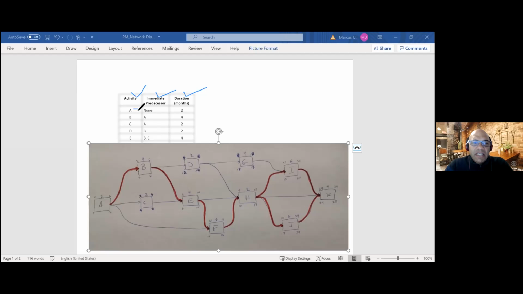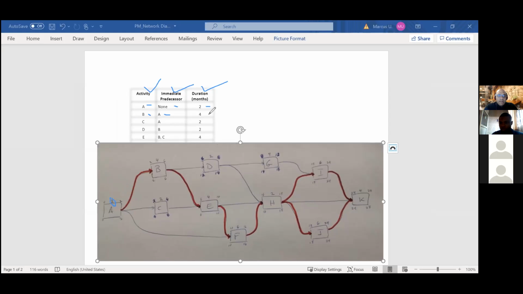So this activity A, there is no predecessor and the duration is 2 months. So that's why my 2 months is right here, 2 months on activity A. So activity B, predecessor is activity A. The duration is 4 days. So that's why I put 4 days here for activity B. C, activity C, predecessor is A. Duration months are 2. So that's why I put 2 here and so on. So you can see that's how all this comes about.